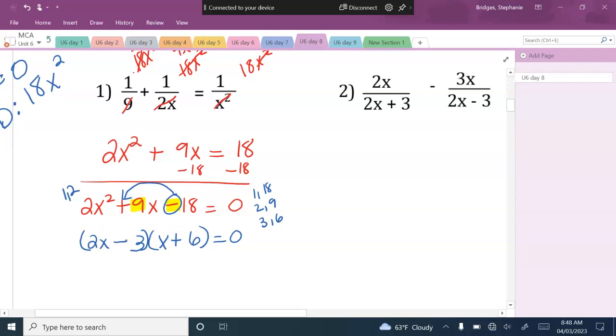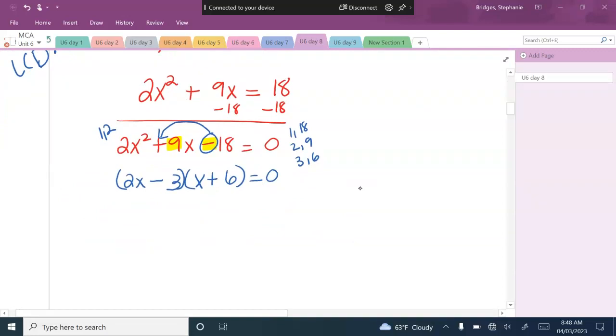So now I have 2x minus 3 times x plus 6. And when I am solving by factoring, once I get it factored, I take and set each one of those factors equal to 0. So I'm going to start with this one. I'll take 2x minus 3 and set it equal to 0. Take x plus 6 and set it equal to 0.